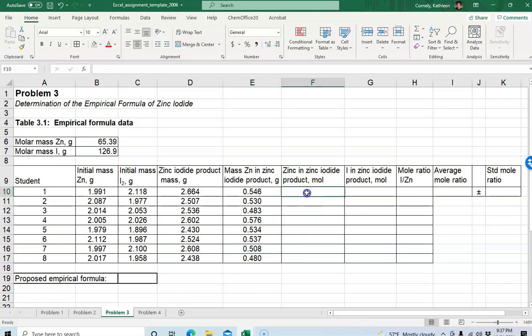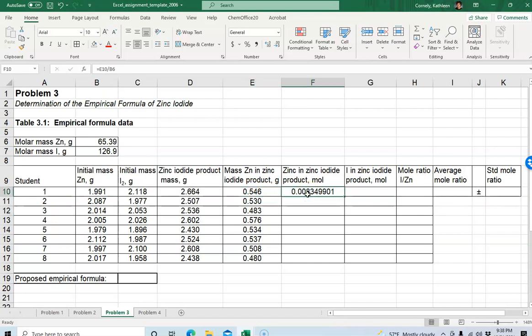Okay, now I want to convert the zinc mass to moles. So I'm going to write a formula where I take the mass in grams divided by the molar mass, which is up here. And if I type equals, that's going to give me the number of moles of zinc in my zinc iodide product for student number 1.